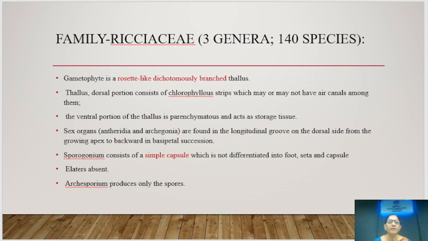The order Marchantiales consists of two families. One is family Ricciaceae and the second family Marchantiaceae.